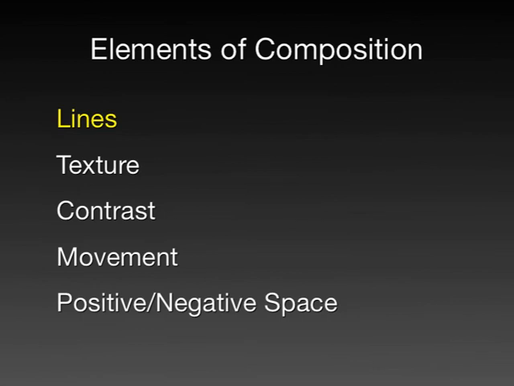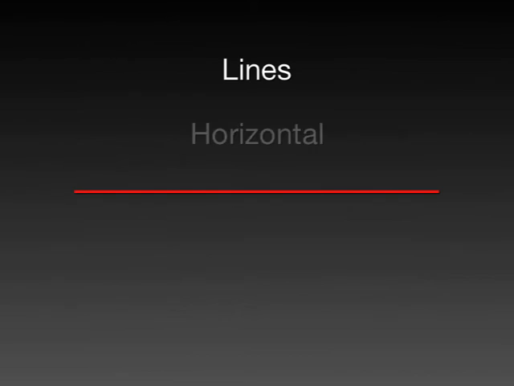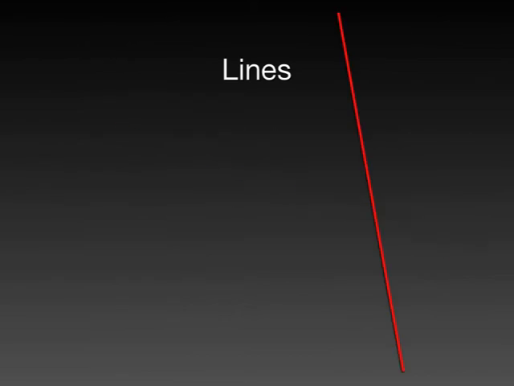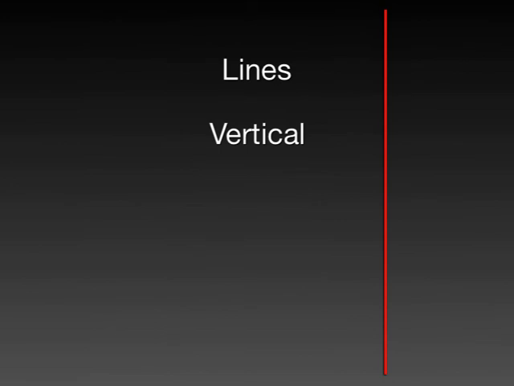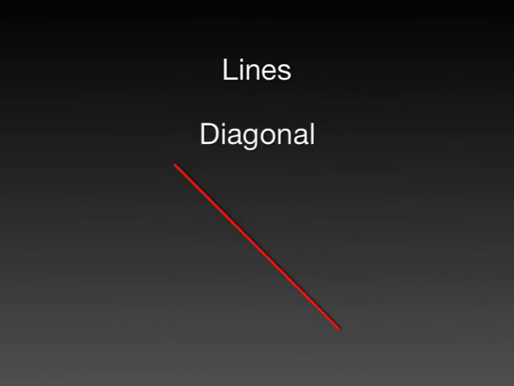Now, there are many types of lines that can be used in our photography, so we're going to cover the ones that you'll encounter most. And the most common ones are, of course, the horizontal line, and the vertical line, and the diagonal line. Each one of these has separate properties, and let's look at how they influence the way we perceive images made up of them.